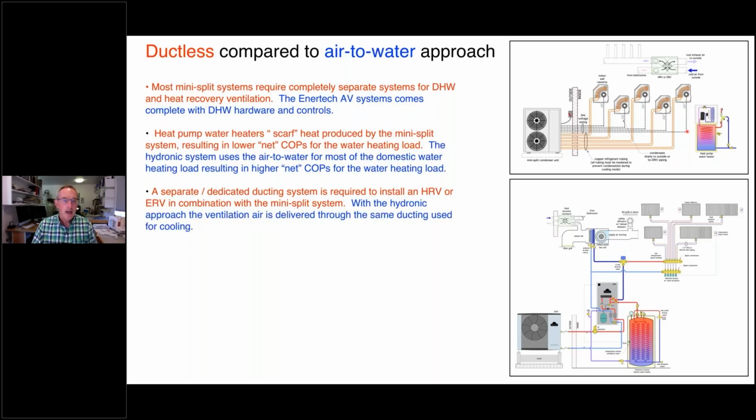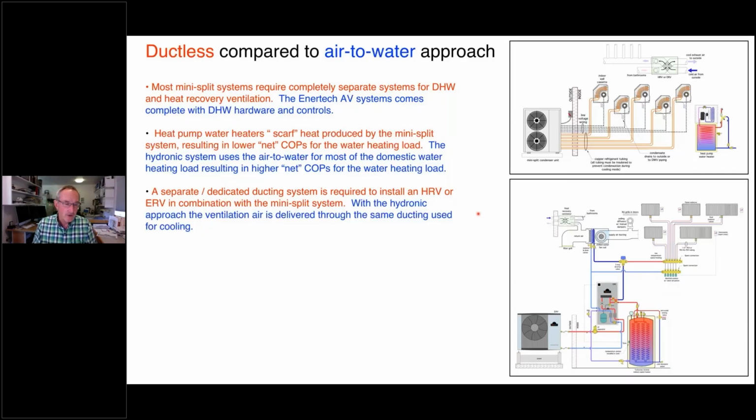Okay. Again, a separate dedicated ducting system is required if you're going to put an HRV or an ERV in combination with a mini split system. The fact that it is a ductless heat pump means there are no ducts to use to distribute fresh air throughout the building. So that does add to installation cost.